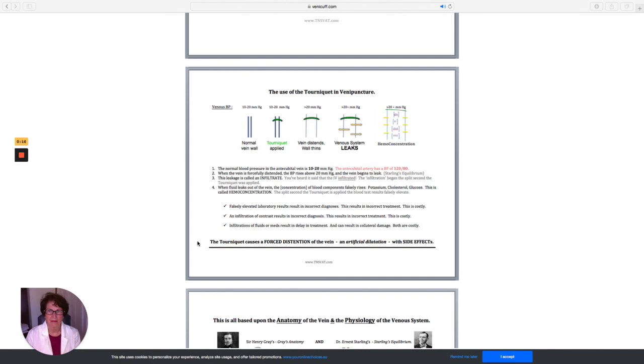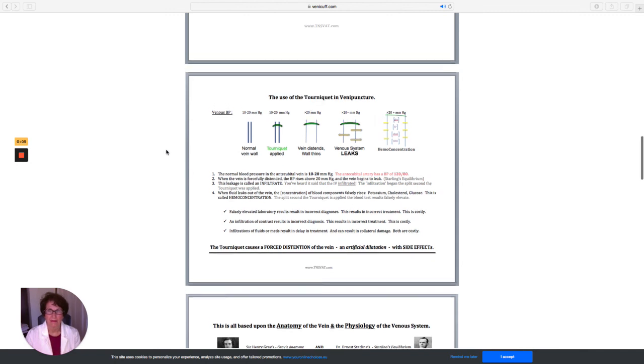So the tourniquet causes a forced distension of the vein, an artificial dilatation with side effects. That's got to change. Next slide.